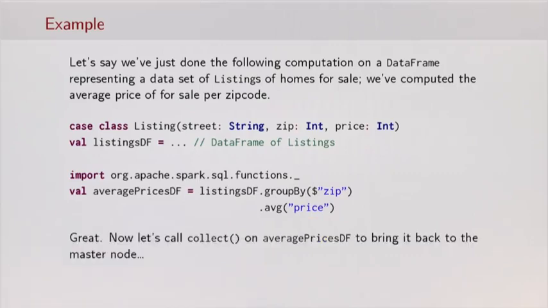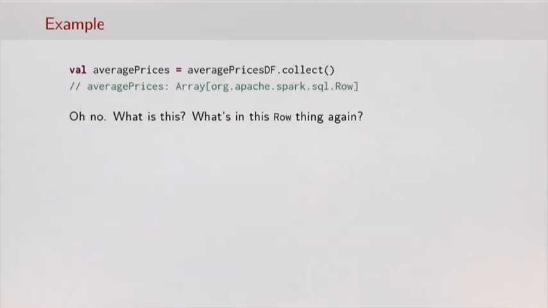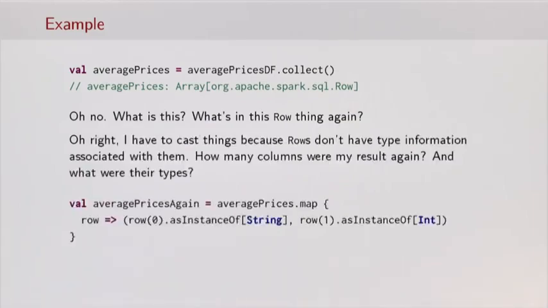Great, wonderful, it seems just fine. Now let's do something completely normal. Let's call collect on it to kick off this computation, and let's try to bring back the average prices data frame in the form of an array back to the master node. Oops, or oh no, or what was this thing again? I don't remember. I thought I was getting back an array of doubles representing the average prices. What is this row thing here? We've seen them in the last few sessions, but we didn't really look at them very closely. What's in this row thing again?